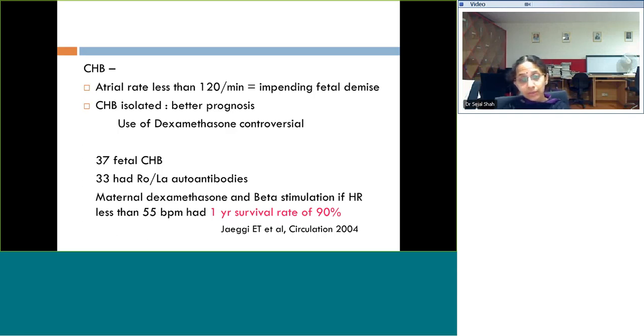So in general, when it is an established heart block, usually dexamethasone role is controversial, but when it is a second degree heart block, it is said that it could revert the development of complete, and hence steroids should be considered. Normally, dexamethasone is considered in the dose of 4 mg BD or OD till the baby gets delivered. In addition to that, beta stimulation, if the rates are lesser, could help to some extent prolonging the duration of pregnancy.